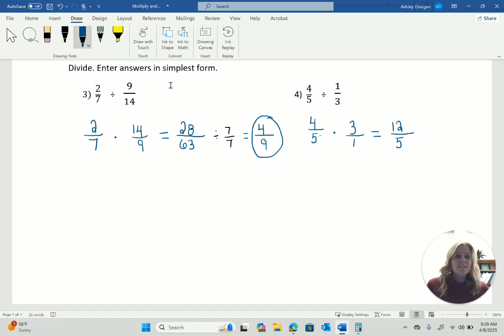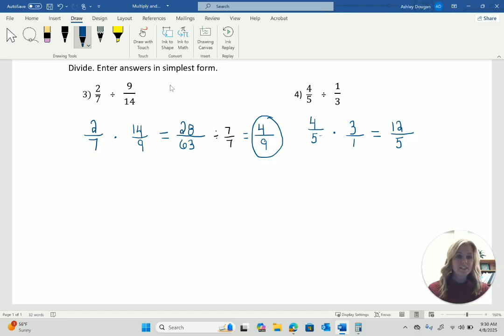And we can write these in two ways. We can keep them as improper fractions, and we could also write them as a mixed number, which is a whole number and a fraction. And it just depends on what class you're in and what the directions are on your assignment as to how you want these answers.